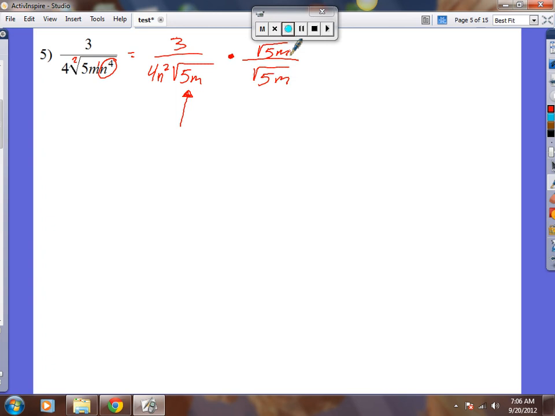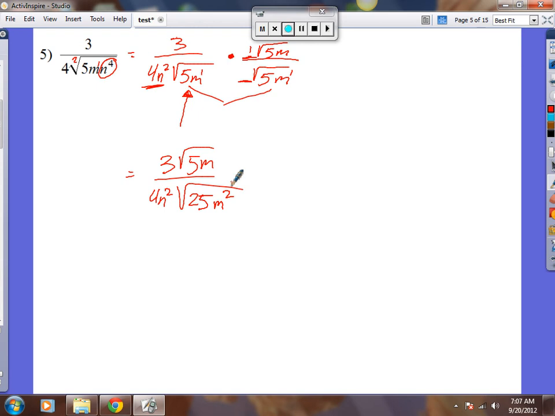Okay, now let's do the top first. On the outside you got a 3. On the outside of here you got a 1. So 3 times 1 is going to be 3. And then times the square root of 5m. On bottom, outside is 4n squared, outside is 1. So you're going to have 4n squared. But now here's what is awesome. Underneath, if you do 5 times 5, that's 25, which is a perfect square. And your letters, m times m, that's m to the 1, m to the 1, it's going to be m to the 1 plus 1. So it's going to be m squared.